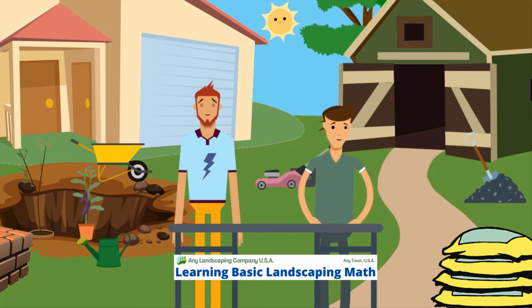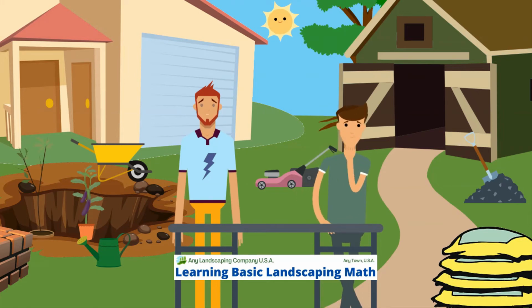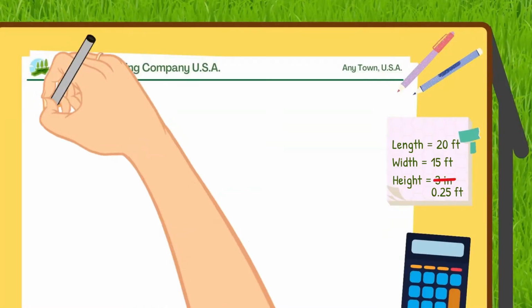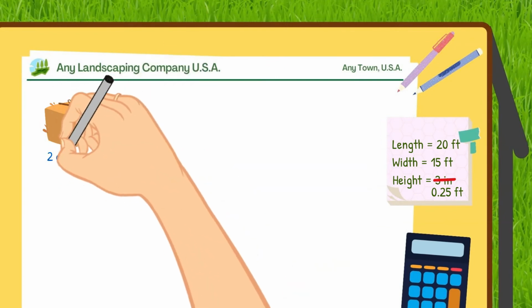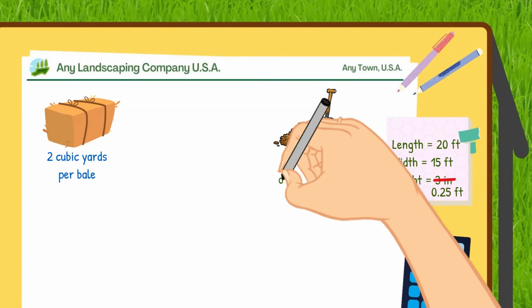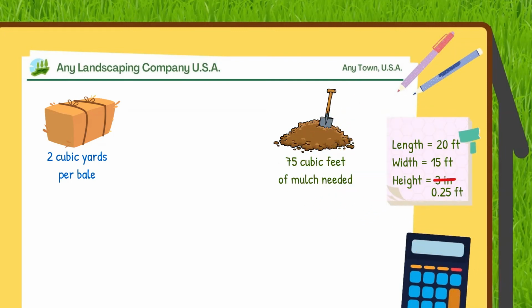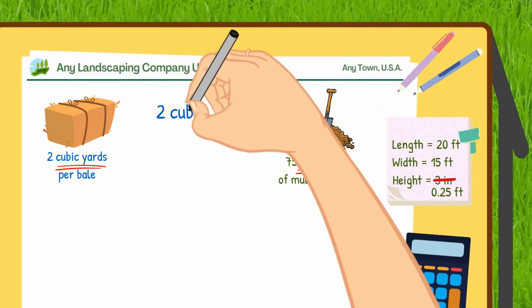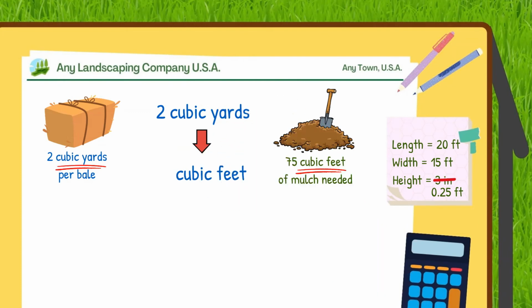But wait, John told me that mulch is only sold in 2 cubic yard bales. His supplier would not sell partial bales. This means he needs to find out exactly how many 2 cubic yard bales he needs to purchase. We know that each bale of mulch holds 2 cubic yards and we need 75 cubic feet of mulch to get the job done. Notice that we have different units. One is in cubic yards, while the other is in cubic feet. We need to convert 2 cubic yards into cubic feet.